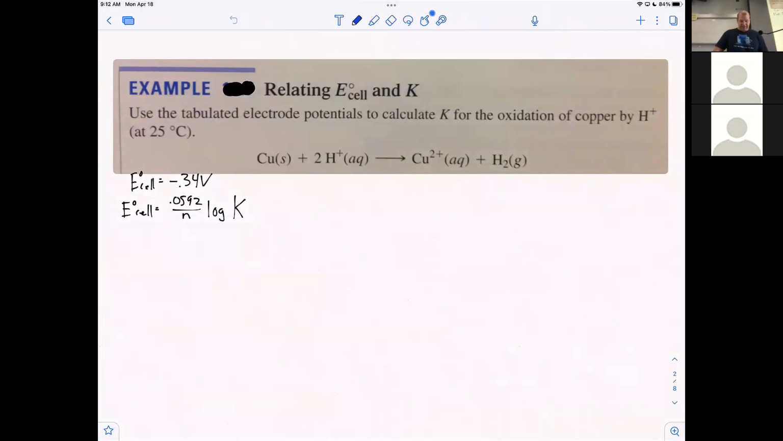And then we can apply this equation here: standard cell potential is 0.0592 over n, the number of moles of electrons, times the log base 10 of K. So first of all, what does n equal? n equals 2.